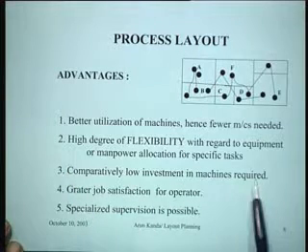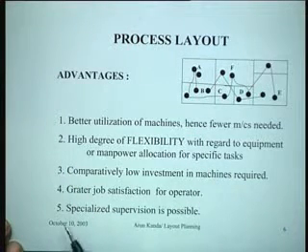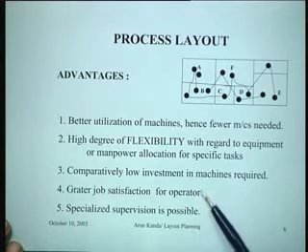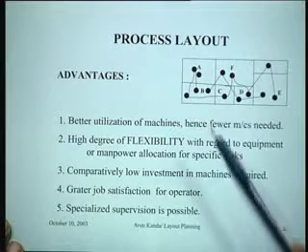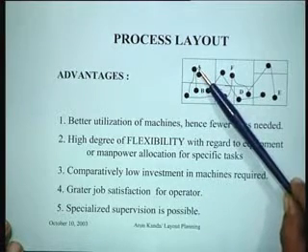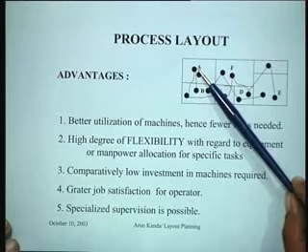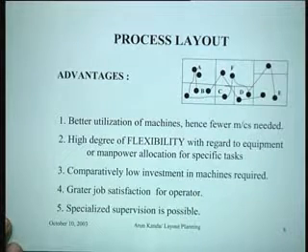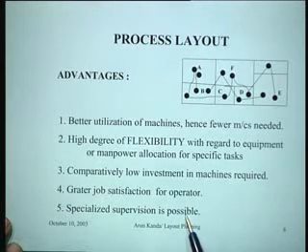Comparatively low investment in machines is required. This follows from 1. There is greater job satisfaction for the operator. Why is there a greater job satisfaction for the operator? Because the operator who is working in a particular department during the day handles a variety of jobs, different types of jobs. Unlike an operator, let's say, who is working on a product layout, who would be sitting on a machine and operating a pedal. So he operates a pedal maybe 250 times a day, and that's the end of his life. Right? So here there is greater job satisfaction for the operator, and specialized supervision is also possible here.